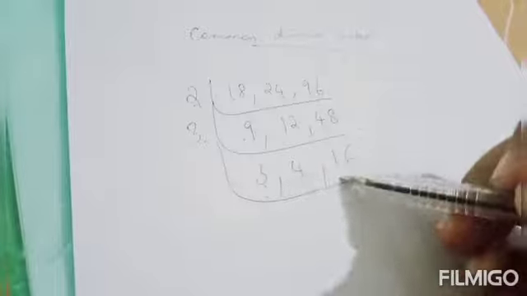4 and 16. You can divide 4 and 16 by 2. Use only prime numbers.